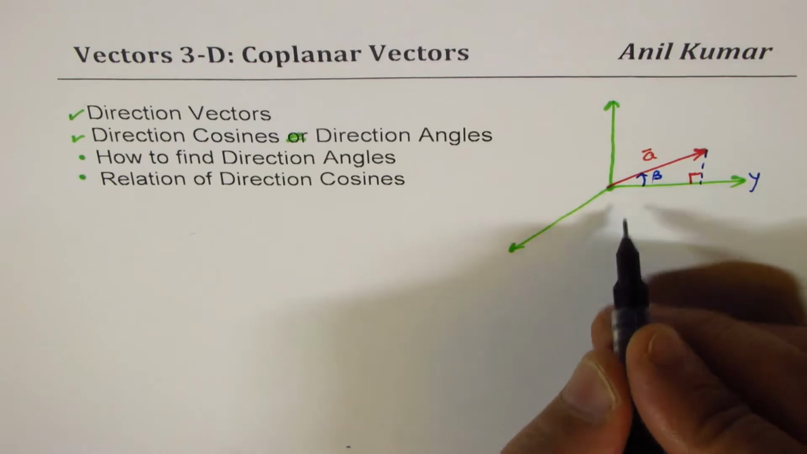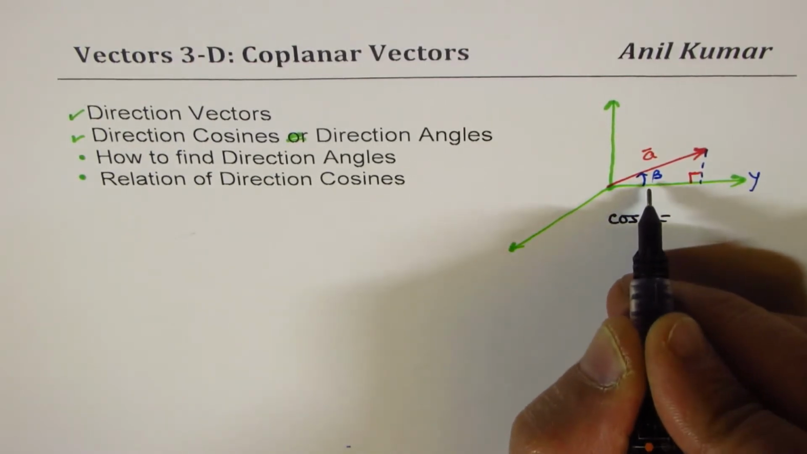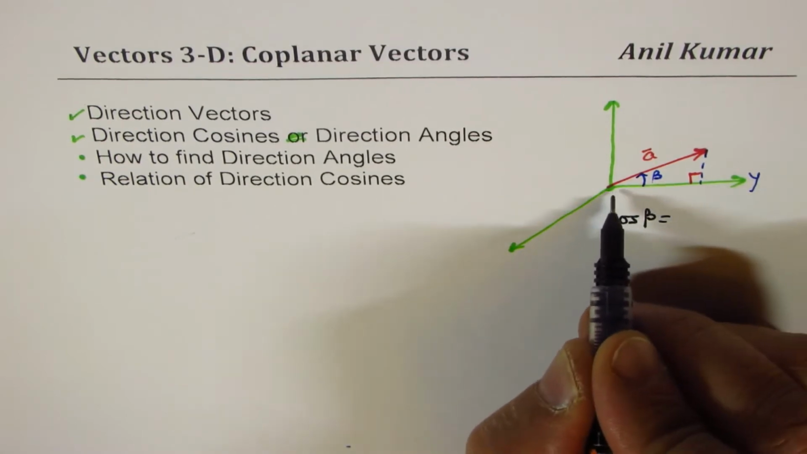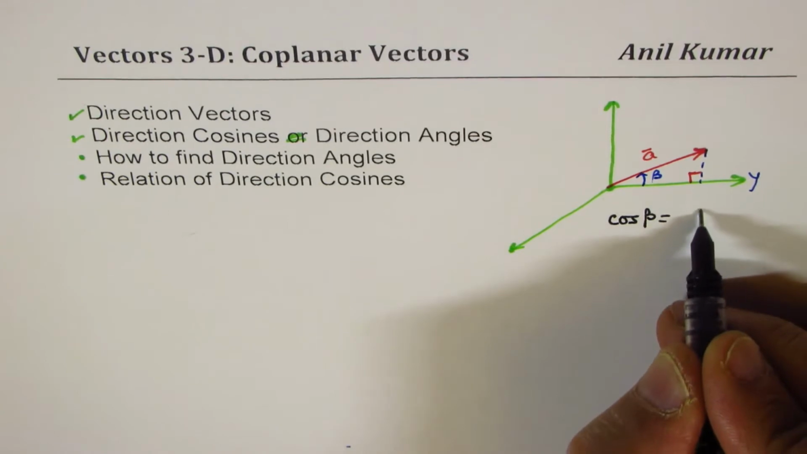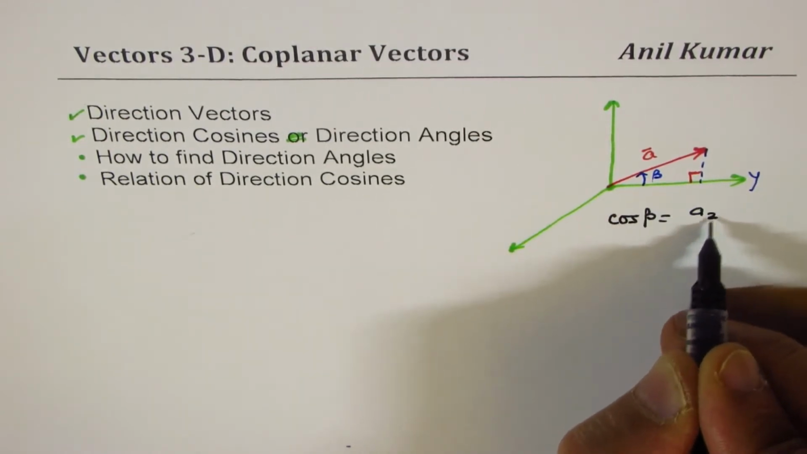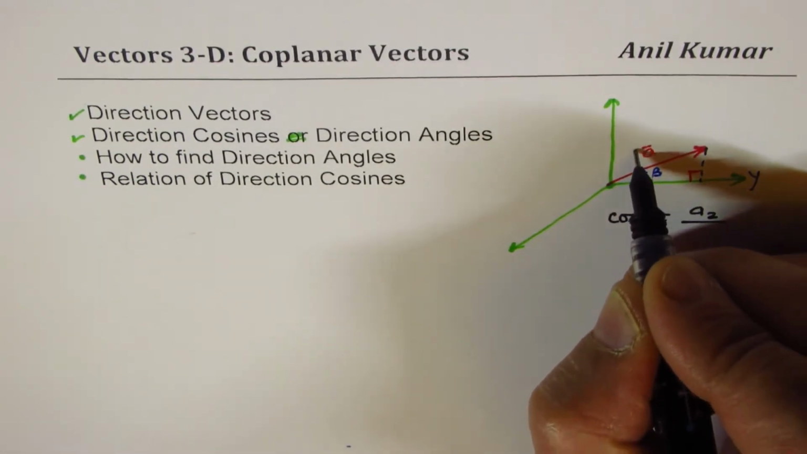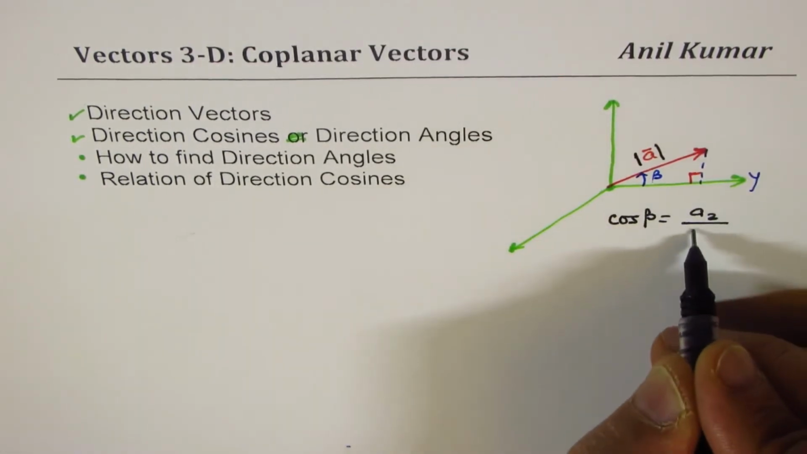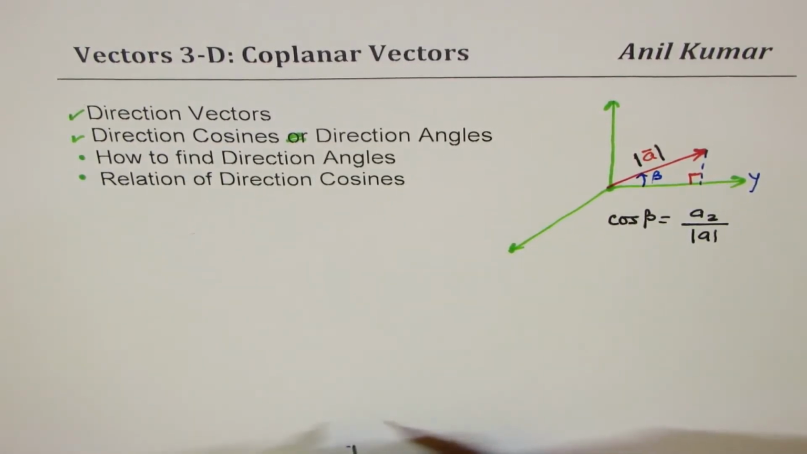So we can say from here, what is cos beta equal to? Cos beta is equal to the adjacent side. Adjacent side is A2, right? The component of A along the y direction divided by the magnitude of A. So that becomes cosine beta. Does that make sense to you, right?